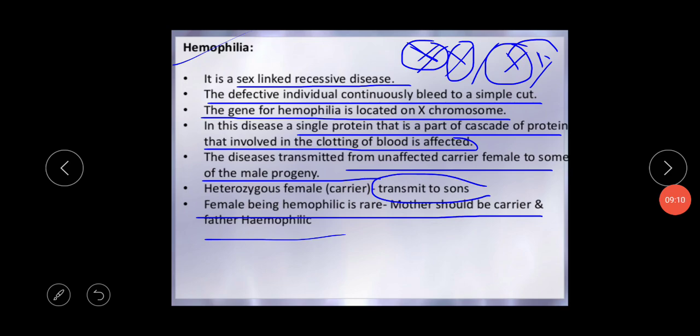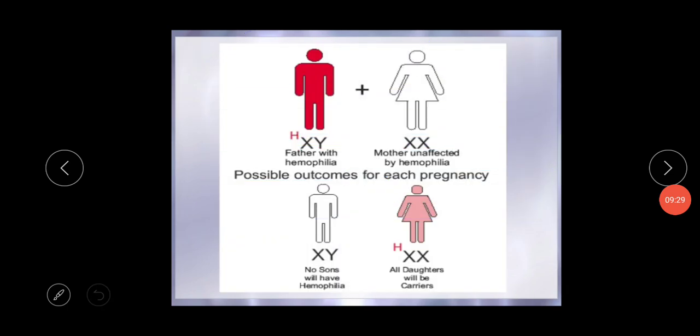In this disease, a single protein which is part of the cascade of proteins involved in the blood coagulation system, the blood clotting system, is affected. So these are the basic things of hemophilia. This is one of the most important sex-linked recessive diseases, and it is very important for your exam.